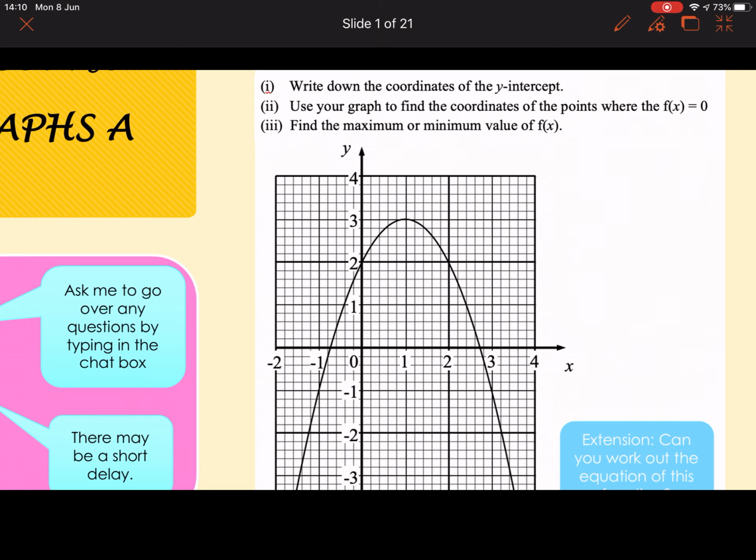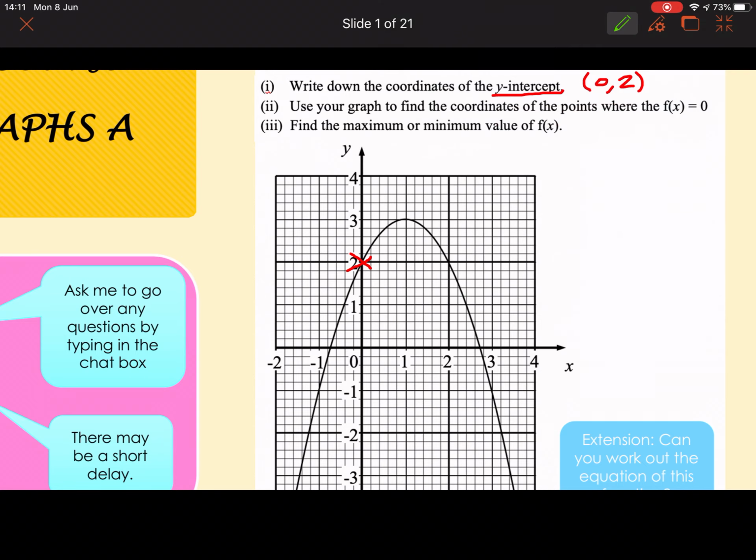Right, are we ready to have a look at this together? Super. Let's start with part I. So write down the coordinates of the Y-intercept. So the Y-intercept is where it crosses the y-axis, and that is this point on my curve. And as a coordinate, that would be 0 and then 2. Nice straightforward one there, just checking we know the language concerned.